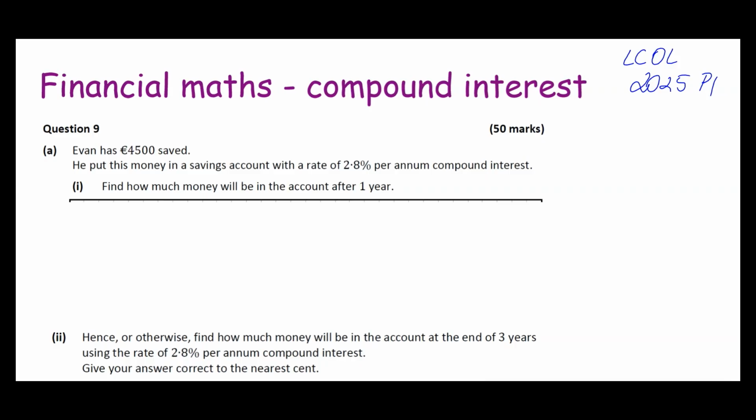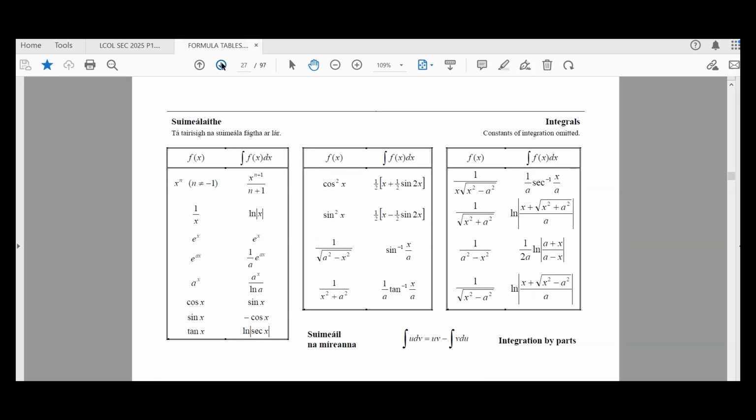Let's look at financial maths and specifically compound interest. Evan has 4,500 saved. He put this money in a savings account with a rate of 2.8% per annum compound interest. So once you see that word compound, what you think about is the formula in your table in financial maths.